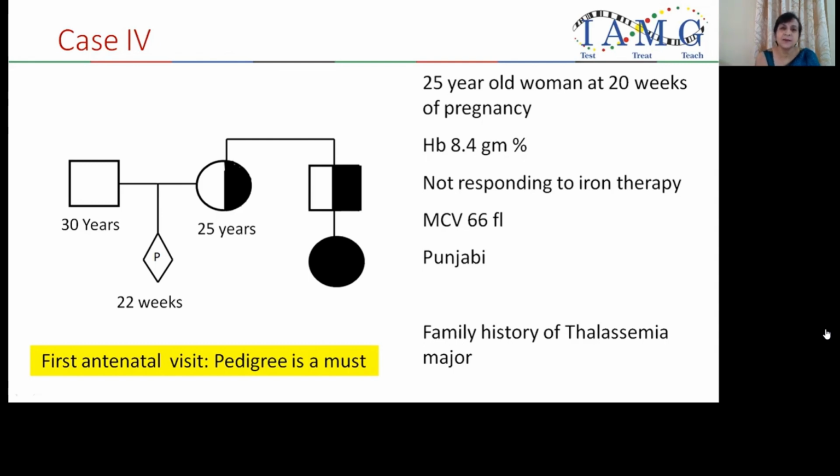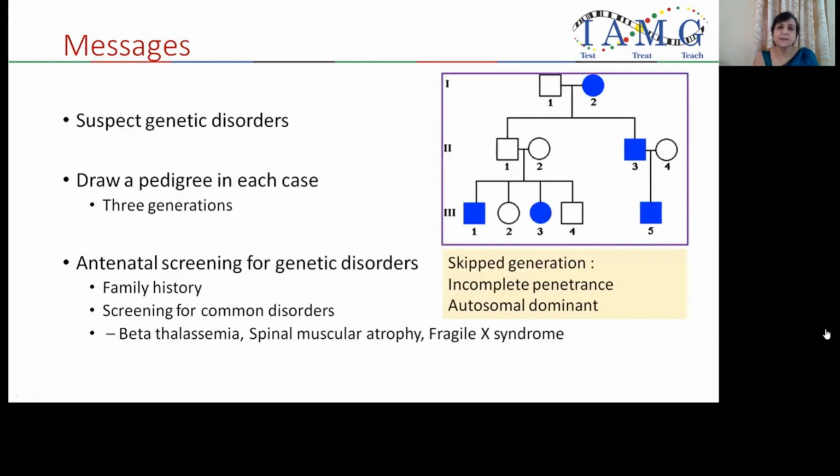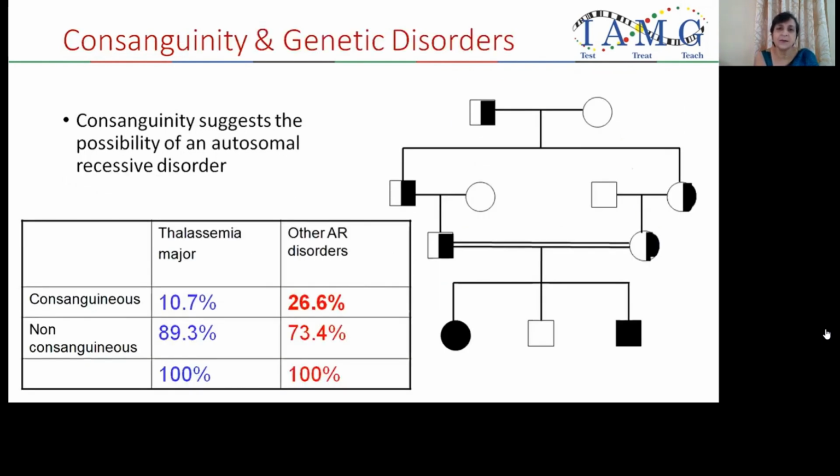And because the family history was not taken during the first antenatal visit, this opportunity to provide genetic counseling and prenatal diagnosis to the family was lost. So the message is: suspect genetic disorders and then draw a 3-generation family history. As you can see in this case, the first individual in the second generation has a mutation but is not affected, and such incomplete penetrance may be there in some families. Also, for all antenatal women, screening not only for beta thalassemia, but also for spinal muscular atrophy and Fragile X syndrome is necessary.